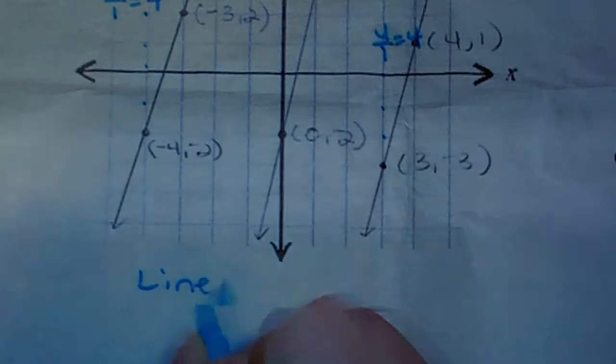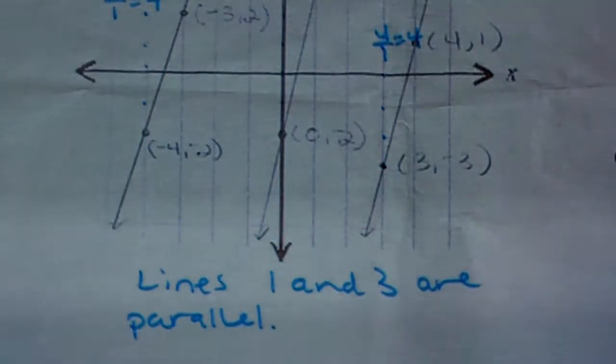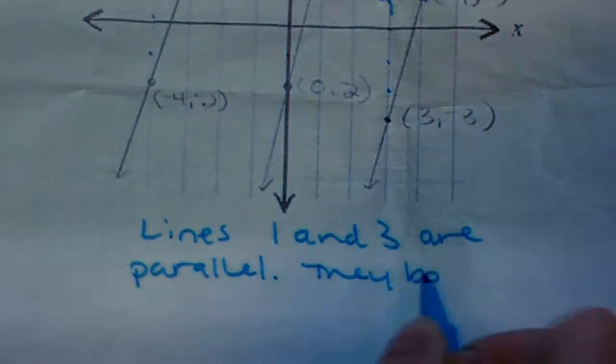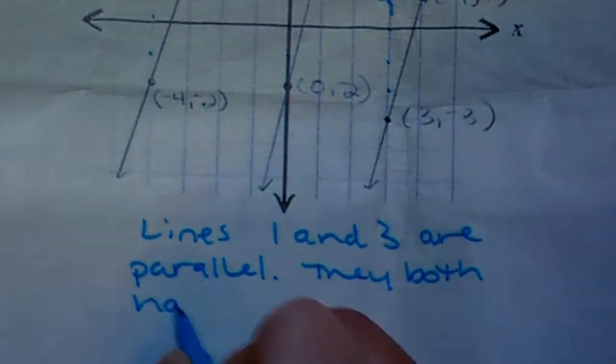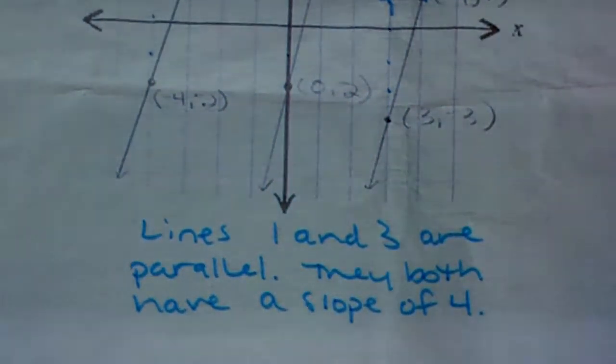So to answer this question, you would say, which 2 lines are parallel? Lines 1 and 3 are parallel. And we're supposed to justify or prove our answer. And how did we prove it? They both have a slope of 4. All right, so that's how you can prove it. And again, you can't just look at it. You have to prove it.